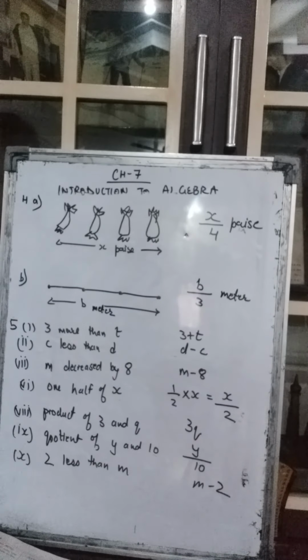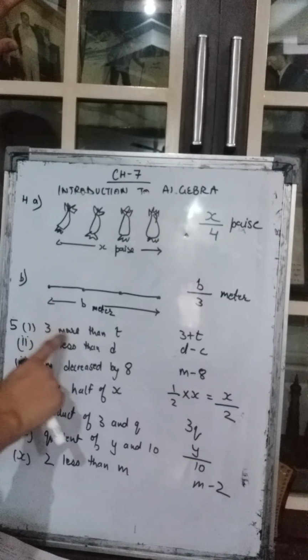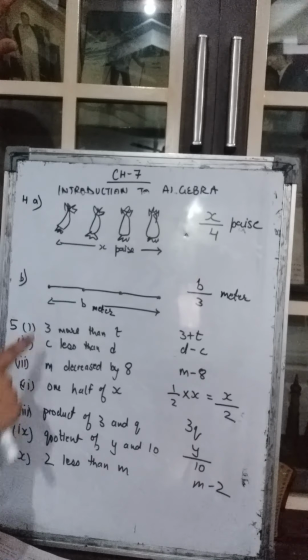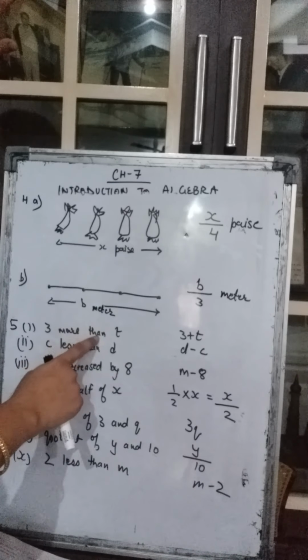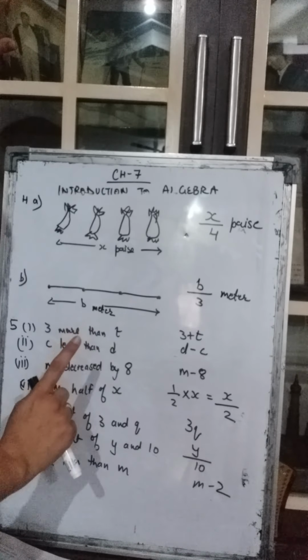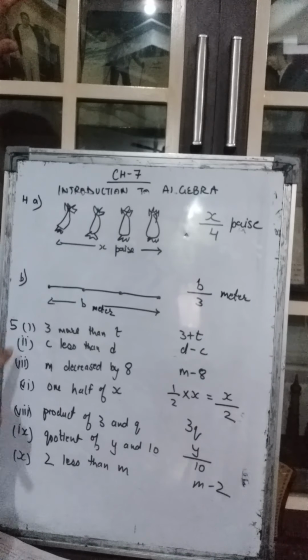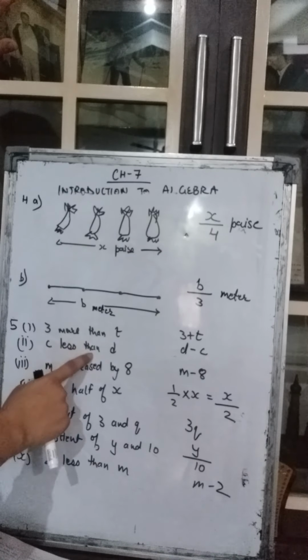Now we come to the fifth question. The fifth question says that we have to write these verbal expressions as algebraic expressions. That means you have to convert these into algebraic expressions. So the first part is 3 more than T. More than means plus. So it is 3 plus T. Second part is C less than D.